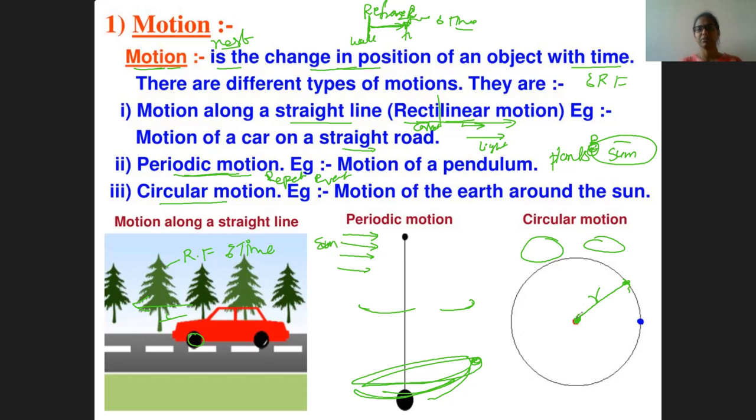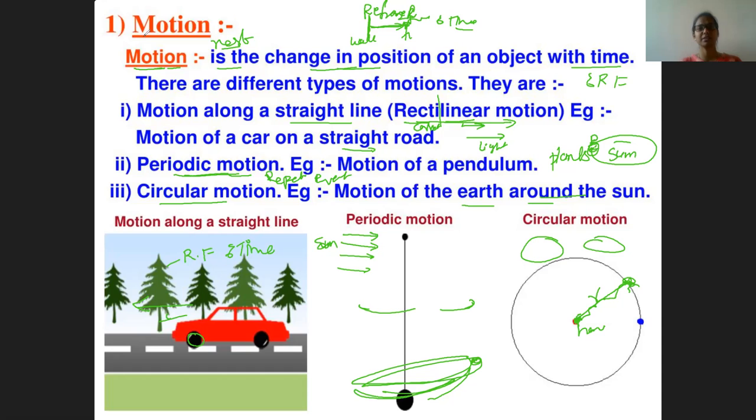For this example, take one thread, connect it to a stool, put your hand here and try to rotate. It will go in a circular path. Right, children? The motion of the earth around the sun is actually elliptical, but for namesake we'll just take it as a circular path. Clear, children?